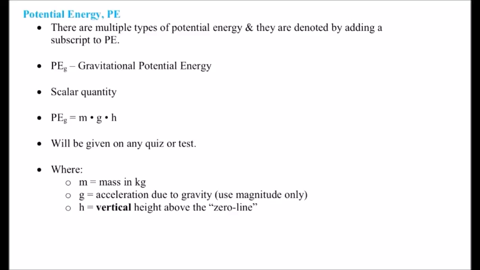It too is a scalar quantity. We have a boxed equation for you here that will be given on any quiz or test. Gravitational potential energy equals mass times little g times h, where m, of course, is the mass in kilograms. Little g is the acceleration due to gravity using the magnitude only, so it's going to be positive. We'll never put it as a negative. And then h is going to be the vertical height above what we call a zero line. And we'll define that in just a moment.